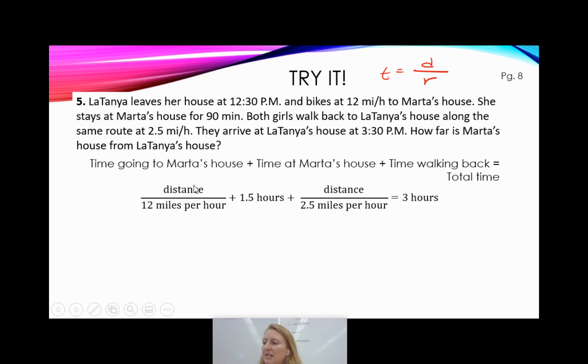Let's clean this up. Instead of distance, why don't we just put a D in there? We'll get rid of all the units now that we've made everything match up, right? But it's the same distance coming back. So notice the D is there twice. Again, I do want to multiply by the least common denominator. I had to play with this a little bit.